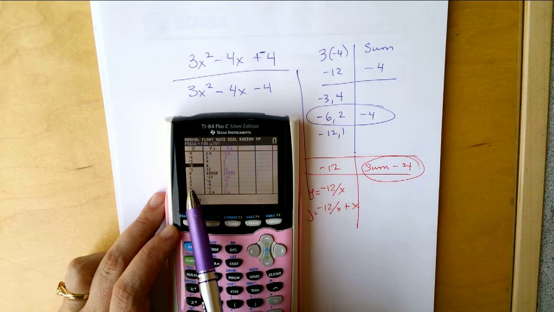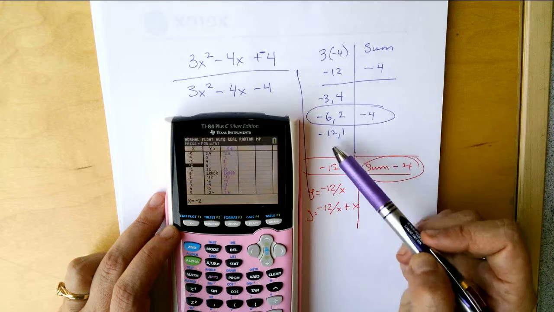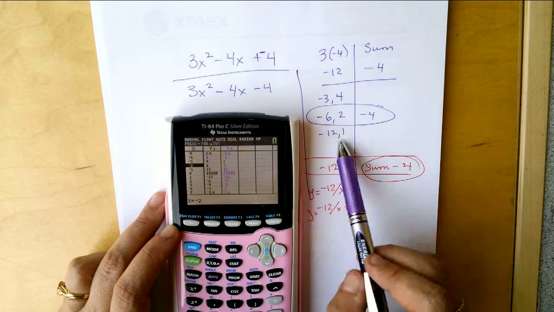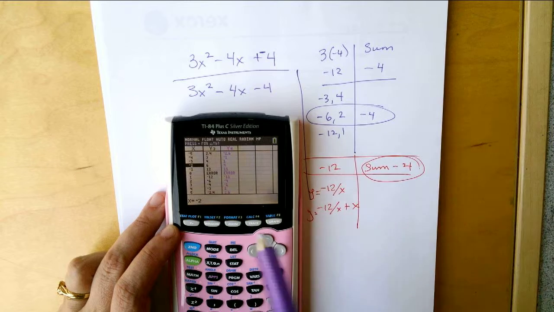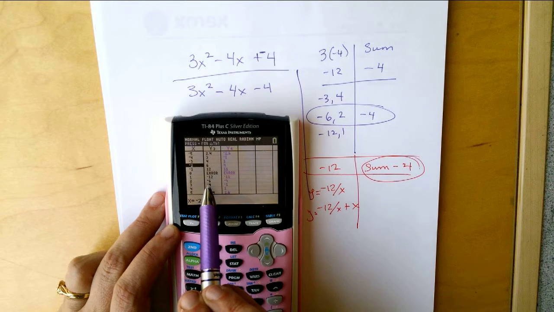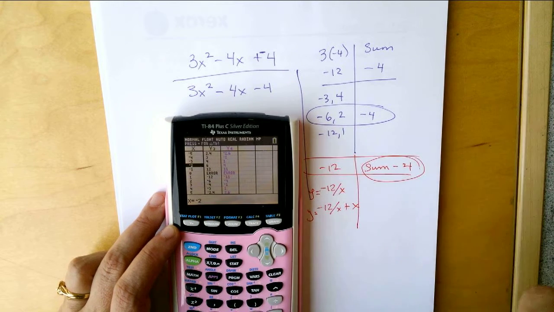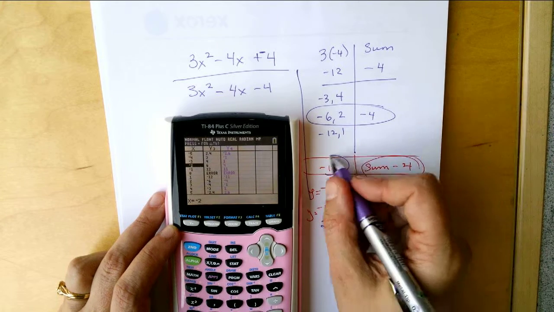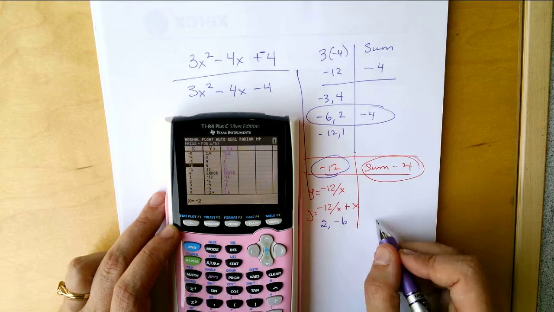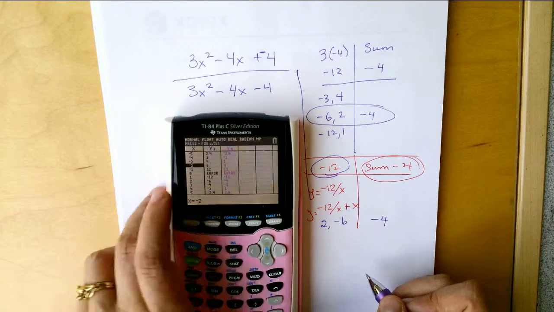Remember, these are my factors. You see them here. I had already listed them, but maybe with different signs. So I'm looking for a negative 4 to be the sum. And you see right here, 2 and negative 6. 2 times negative 6 is negative 12. 2 plus negative 6 is negative 4.